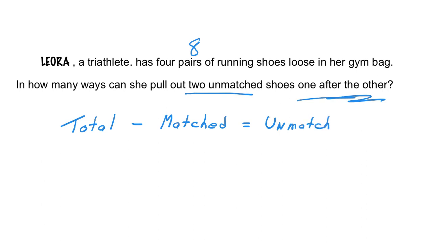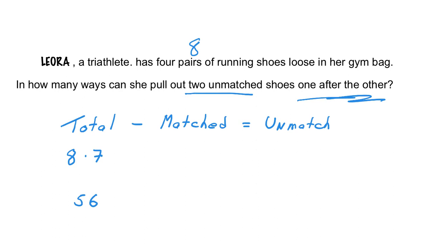So how many ways can you pull out one shoe after the other from the gym bag? Well, you've got 8 shoes to begin with, so you have 8 choices to start. But once you pull a shoe out, you only have 7 choices the second time. So the total number of ways you can pull 2 shoes out of the gym bag is 56.